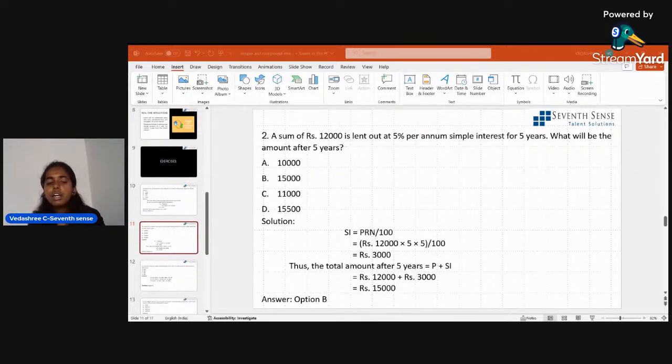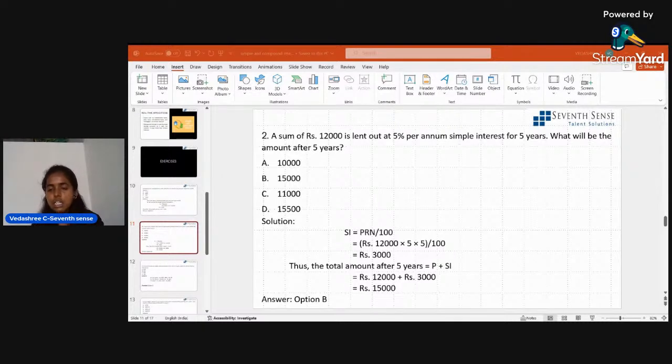Now in the question it is asked what will be the amount after 5 years. The total amount after 5 years is the principal amount plus the simple interest for 5 years. The simple interest for 5 years has been calculated, that is 3,000. So now we add both the principal amount and the simple interest. 12,000 plus 3,000 is 15,000.